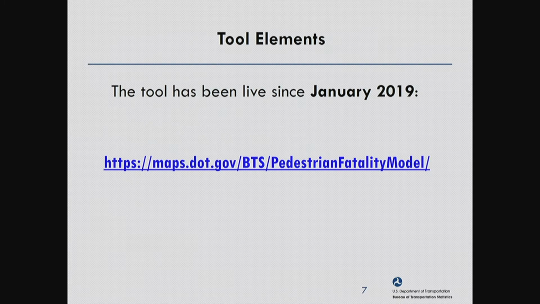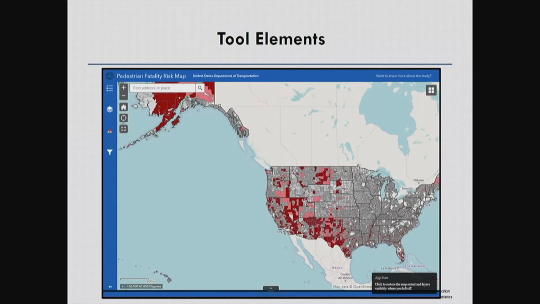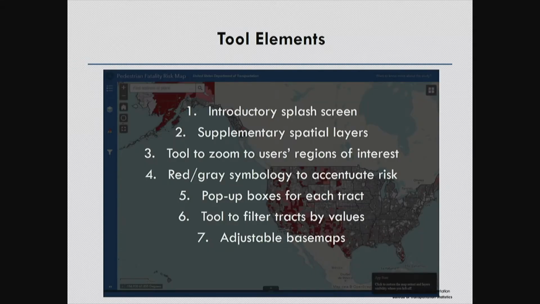The tool's been live since January 2019. The link is here. It'll be included in my presentation as well. But the tool itself looks something like this when you open it up, Pedestrian Fatality Risk Map. And I'm going to talk about specifically 7 elements that were included in this and the thought process that went into them relative to the goals that were outlined.